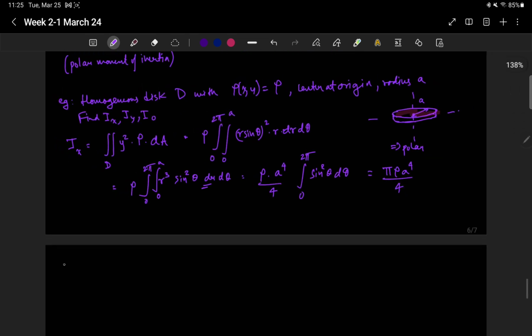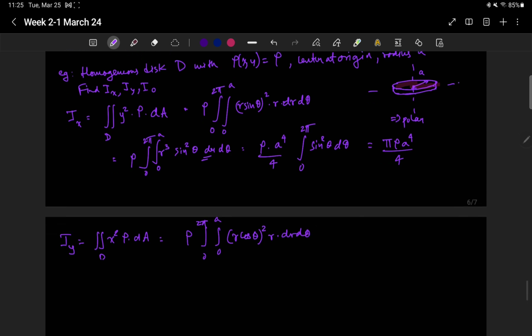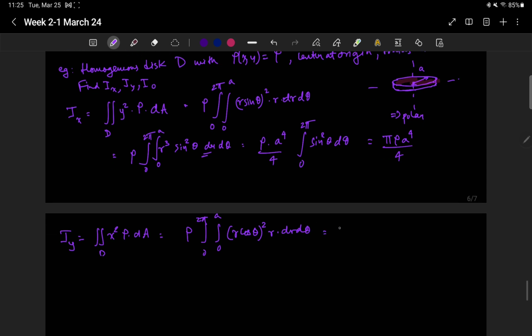Something similar will happen when you find Iy. You have x squared rho dA, and once again, since the boundary is circular, we will use polar coordinates. These limits will be the same. The only difference is you will have a cosine instead of a sine.